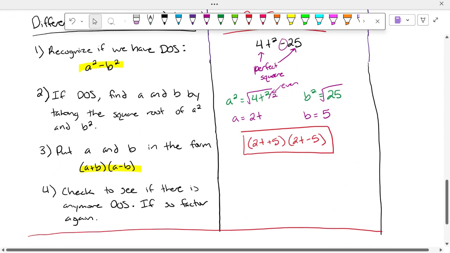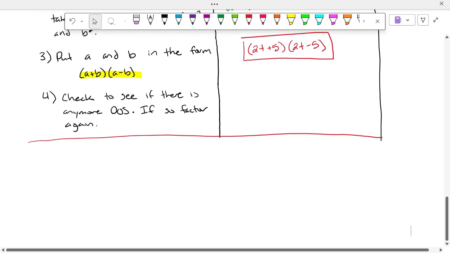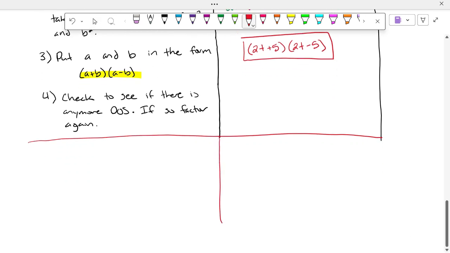Put A and B in the form and then check CDOS. All right, any questions on difference of squares? Because I know that's the stuff you covered Friday without me. All right, we're almost done. Two more, at least for the factoring.